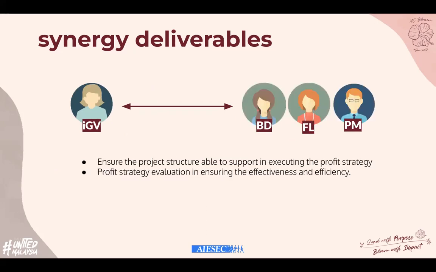Moving on, ensure the project structure really supports executing the profit strategy. For example, maybe some of the LCs or SUs plan to run a profit strategy, right? So make sure that you also synergize with BD, FL, and PM on whether you will complete your project profit strategy, and in the end really evaluate how effective it is, so that you know what to improve instead of just blindly executing the profit strategy.